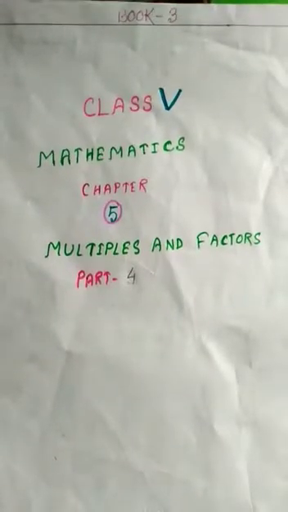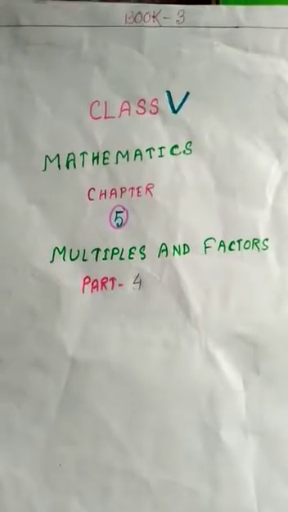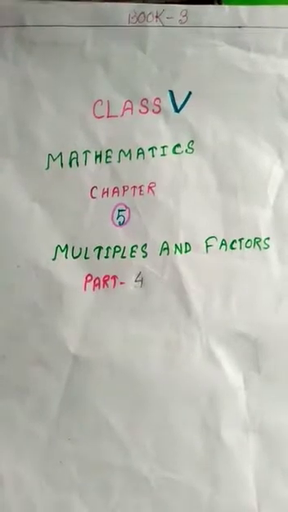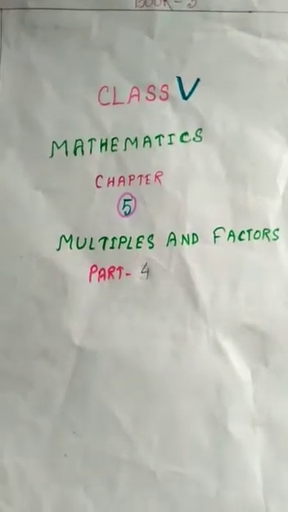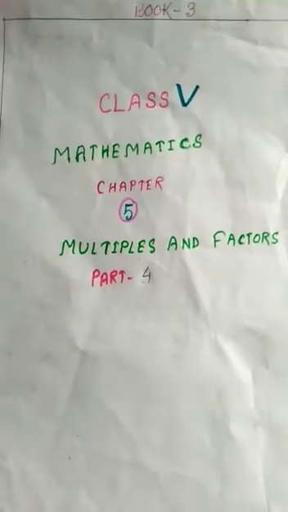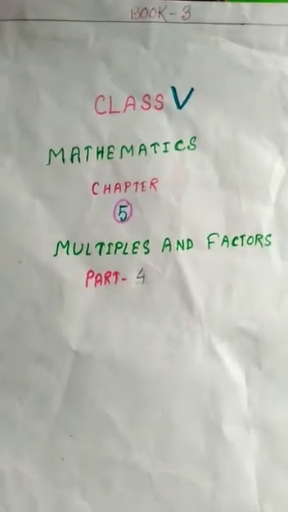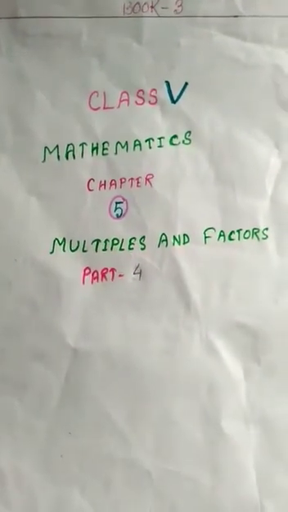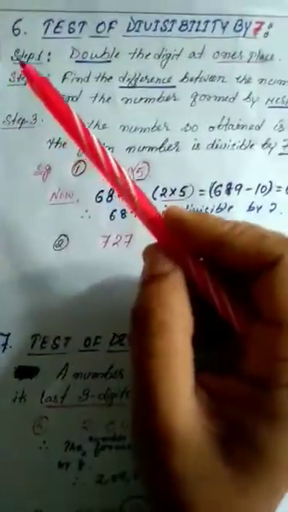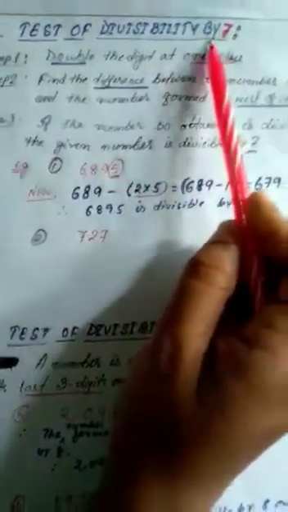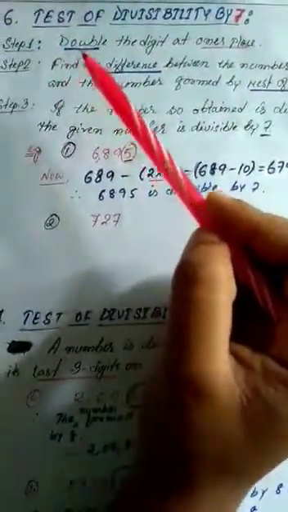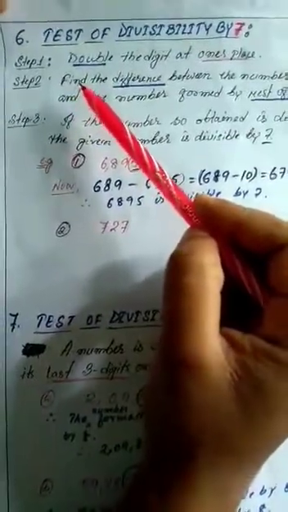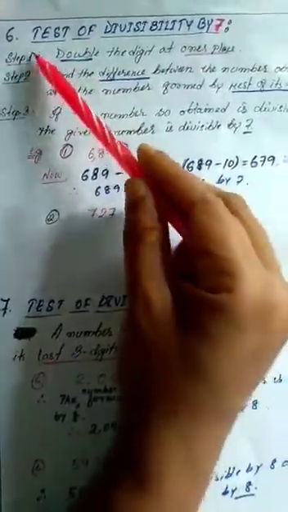Hello children, so today again we will continue our test of divisibility by the numbers. Until 6 we have done, so today we are going to start from the test of divisibility by 7 onwards. So let's see. Test of divisibility by 7 means whether the given number is divisible by 7 or not. How we can check, that we will know.